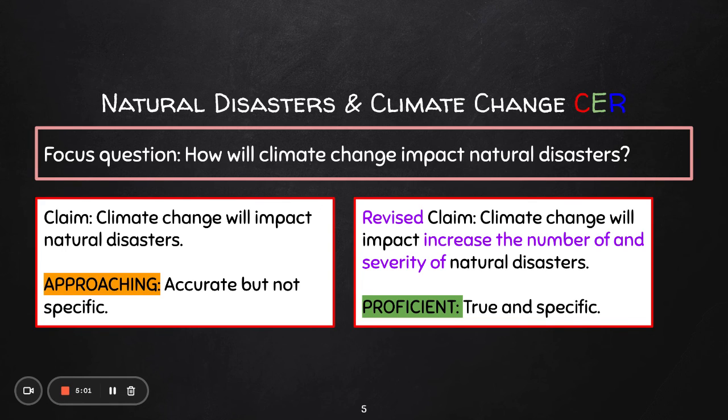So for example, for the revised claim, and we do those revisions, you would cross out whatever's incorrect in brown, strike through, and then add in purple to show the change. So the revised claim: climate change will increase the number and severity of natural disasters. So this is both true and specific. And claims often at this level are just literally one sentence, making a statement about what you think is true.